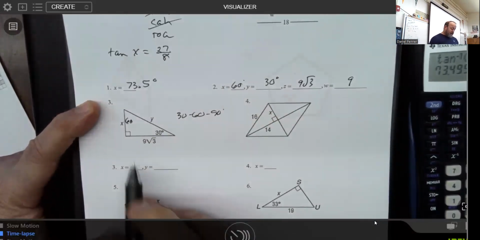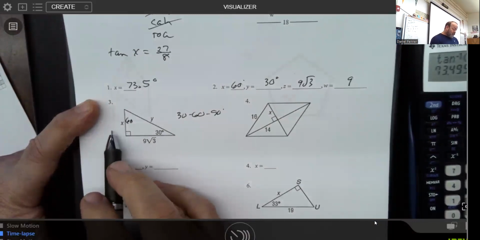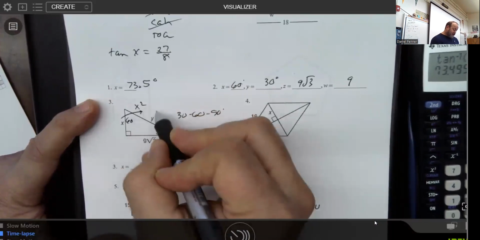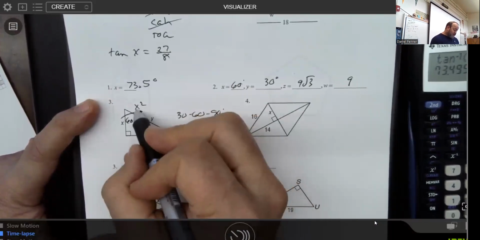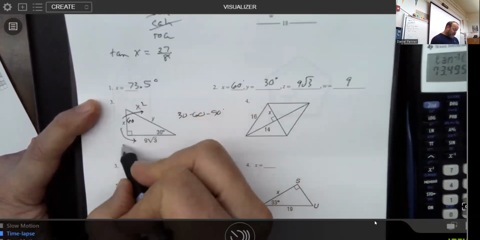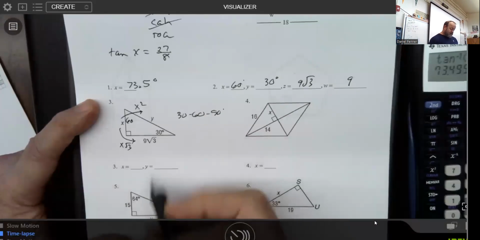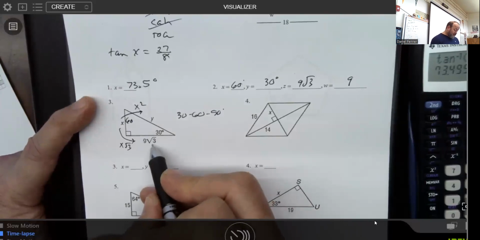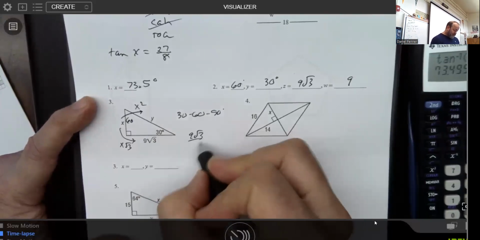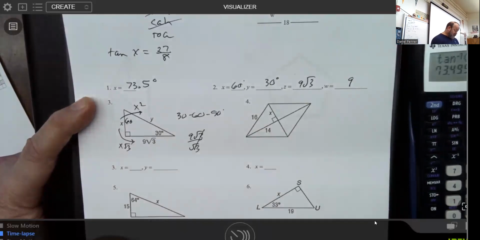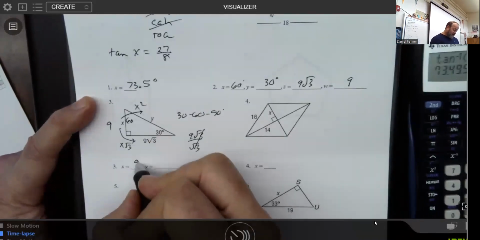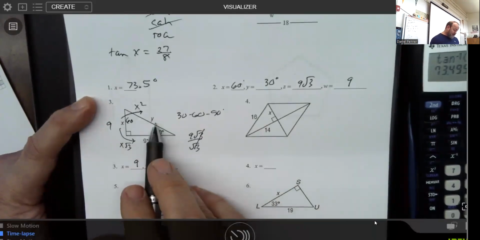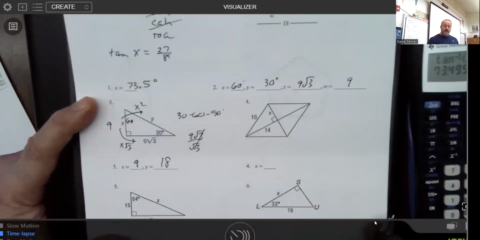So we want to remember that in a 30, 60, 90, whatever you do from here, I'd have to double it to get this one. So times 2, or to go from here to here, I'd have to multiply by root 3, or in other words, to go backwards, I'd divide by root 3. So if I took 9 roots of 3 and divided it by root 3, those would just cancel out, and I just get that x is 9. And since this side doubled makes the hypotenuse, that makes y 18.